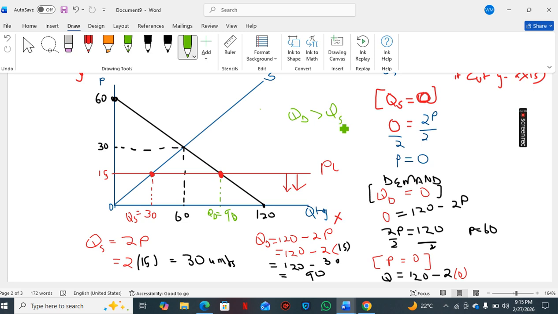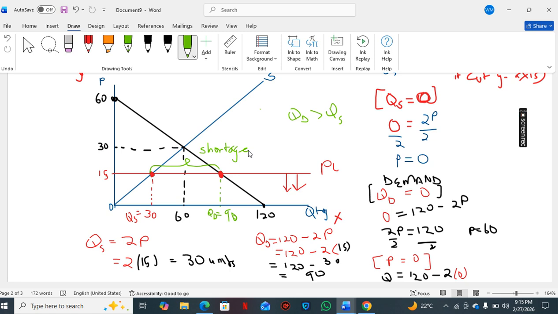It means we're going to have a shortage, because the suppliers selling their good at 15 kwacha will be making losses. Some might even stop producing and come out of the market.